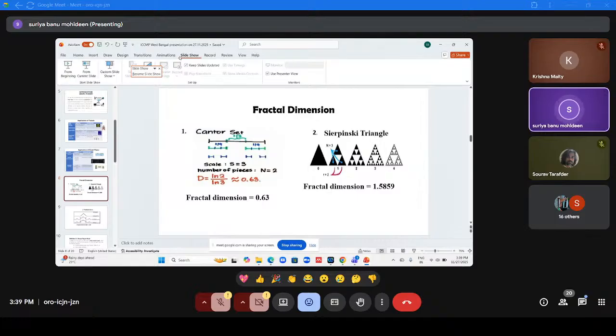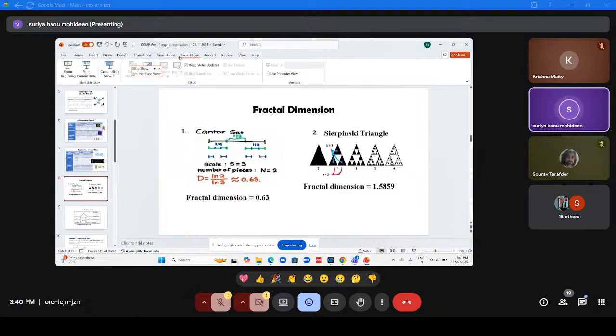The next part is fractal dimension. Fractal dimension is the key characteristic of fractals. The first example for fractal dimension is the Cantor set. We take a single line that can be divided into parts. The formula for calculating fractal dimension is log N by log r, where N denotes the number of self-similar copies and r is the scaling ratio.